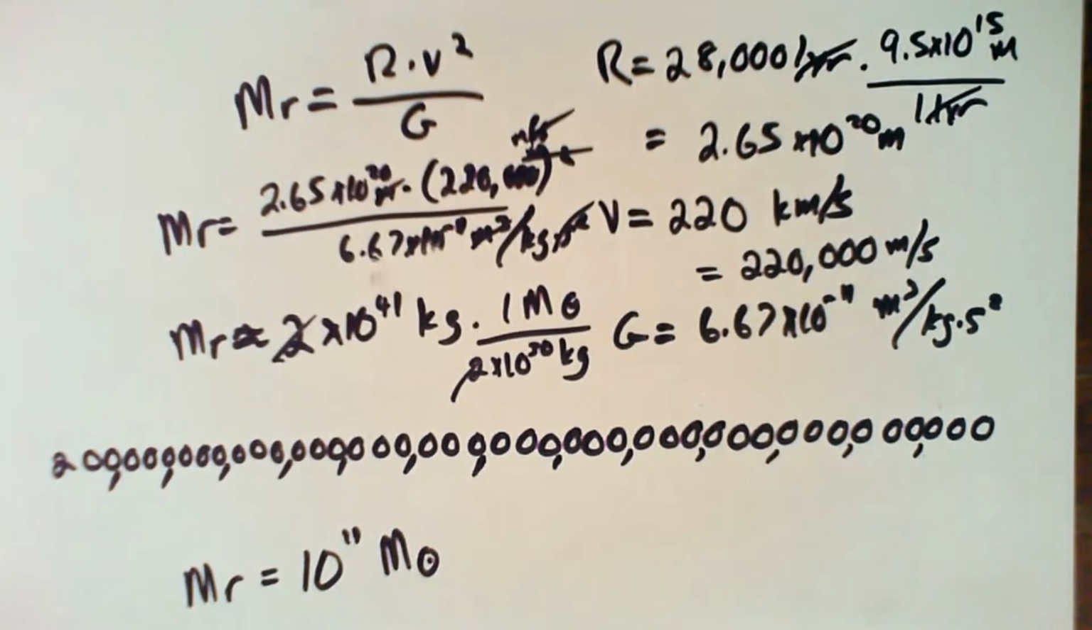Okay, so that's pretty cool. We can, in fact, measure the mass of the Milky Way using nothing more than how fast we're orbiting the center of the galaxy and how far we are away from the center of the galaxy.